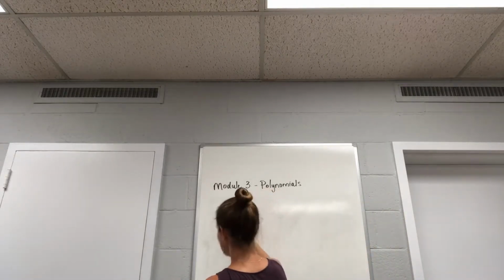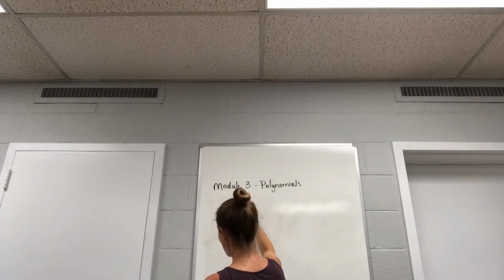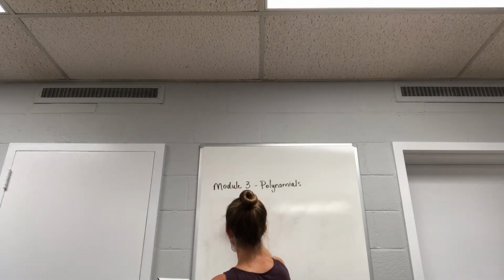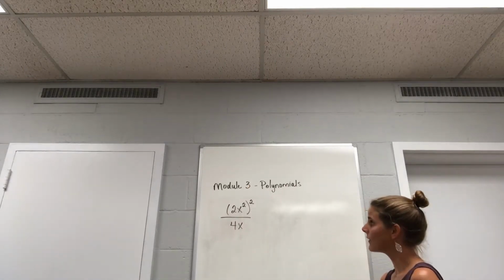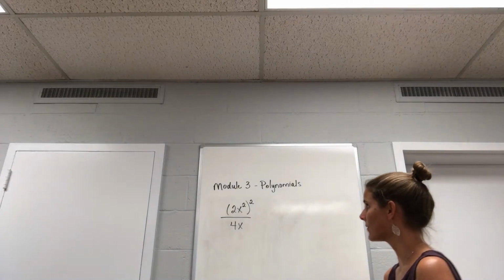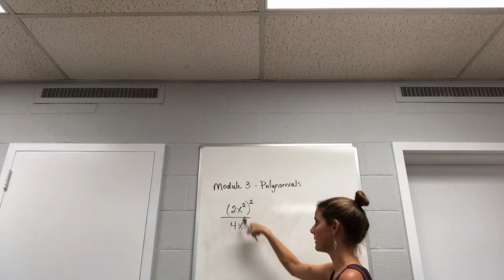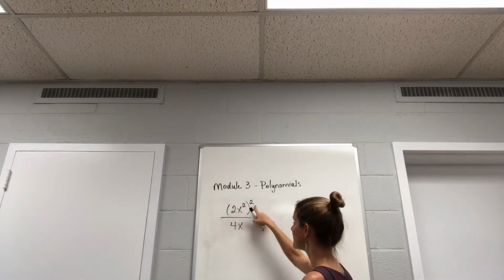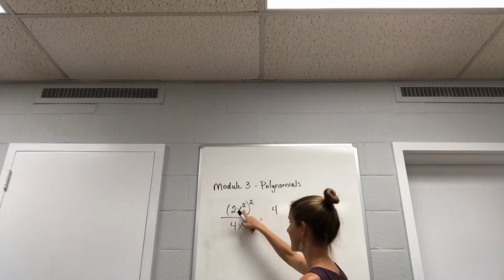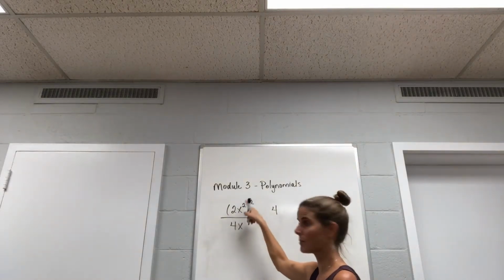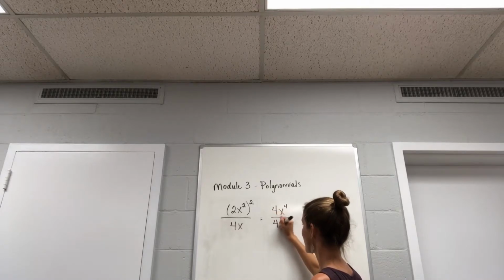Actually, here is a good example of that. We have 2x squared, to the second power, over 4x. All right, we have a couple of things going on here. We have the power of a product, and then we're going to have a power of a power, and then we have the quotient rule as well. So 2 to the second power is 4. X squared to the second power, we multiply the exponents when you have a power to a power, so that's x to the fourth. And then down here, 4x.